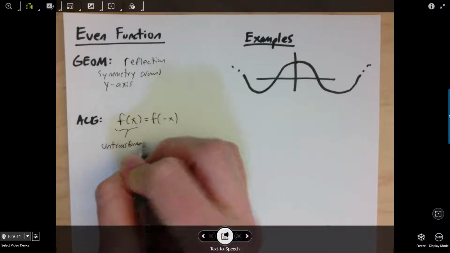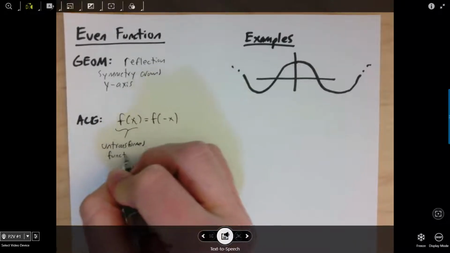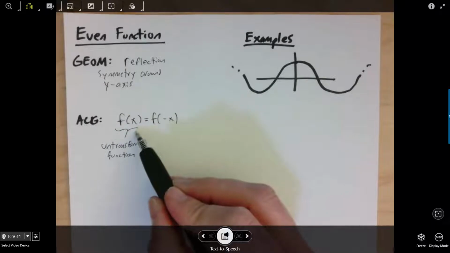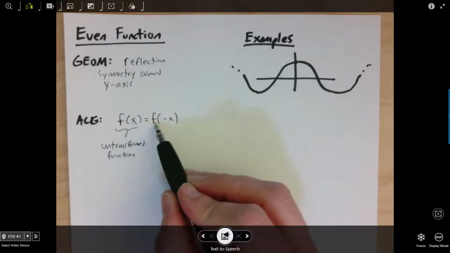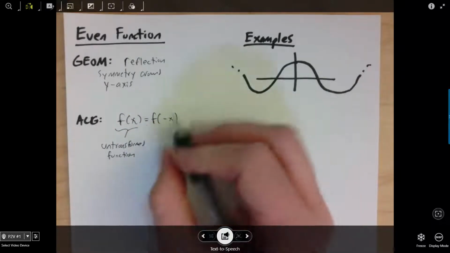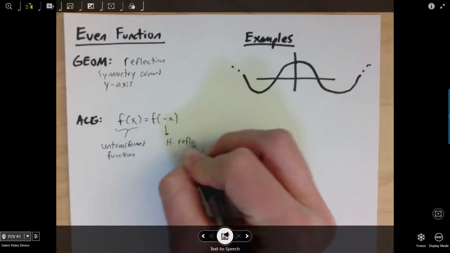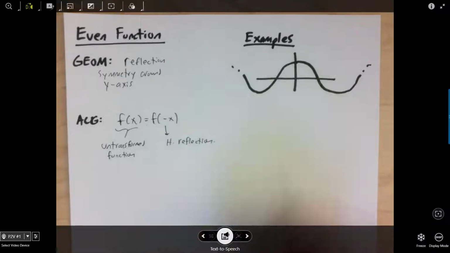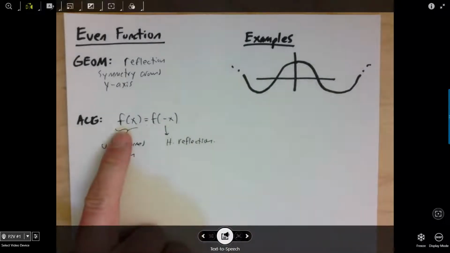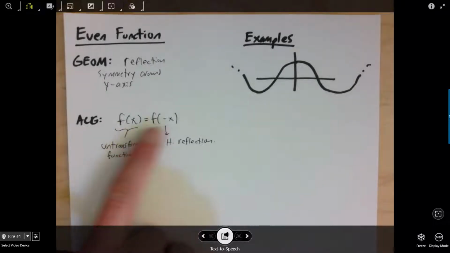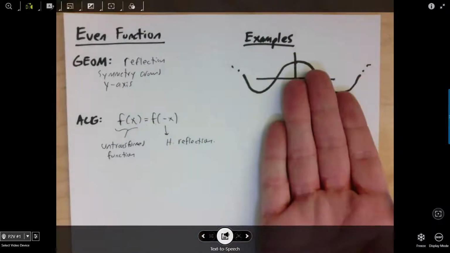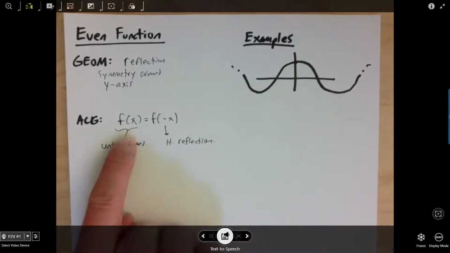And we're saying that your untransformed function is the same as your function with this transformation applied. And this is a horizontal reflection. So any function f for which this equation is true, what that means is that the untransformed one is the same as the transformed one. In other words, if you take the graph and you apply the transformation, you end up with the original graph.